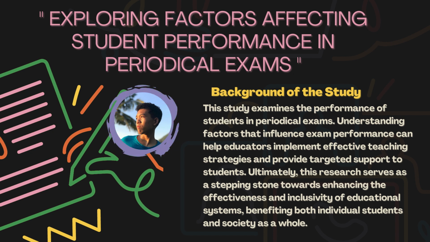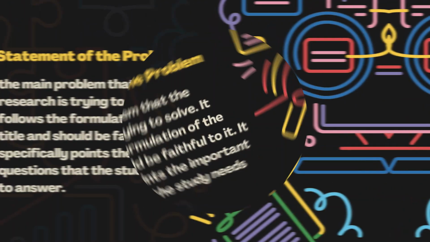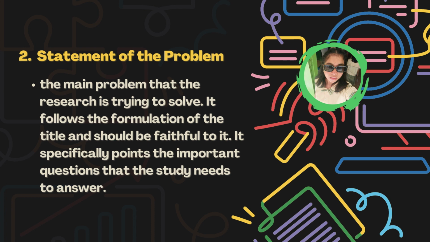In formulating one, you just have to ensure that it introduces the topic and it answers what made you conduct the study. That's how basically you formulate a rationale or background of the study. Moving on is the statement of the problem. This is the main problem that the research is trying to solve.